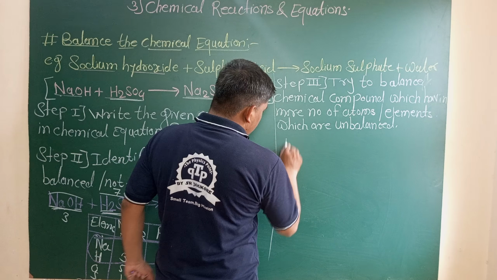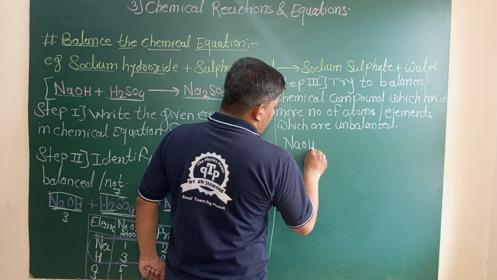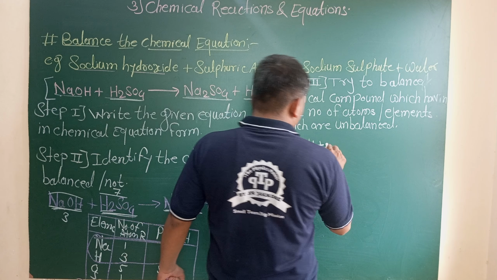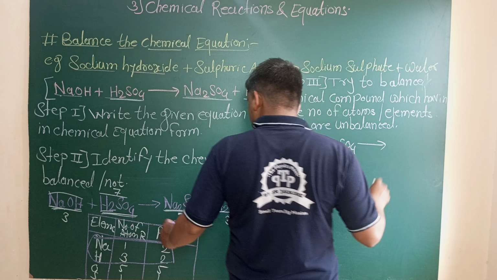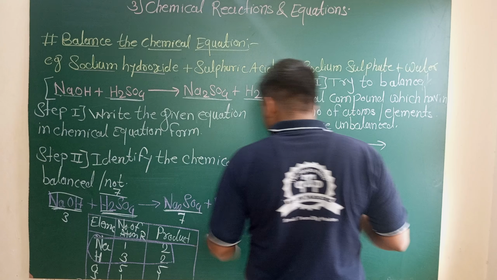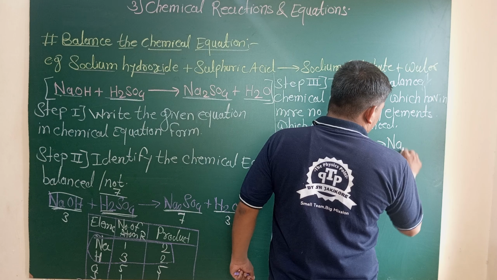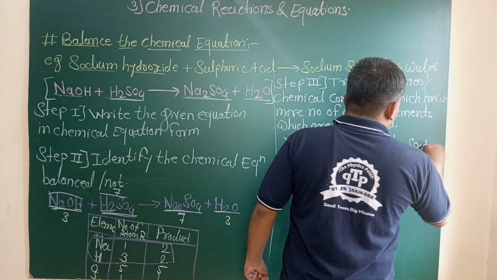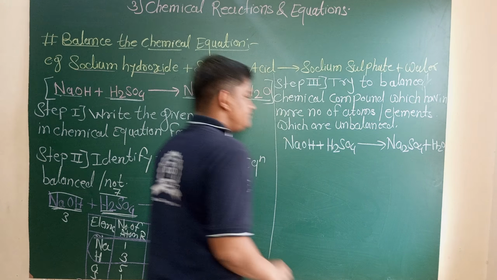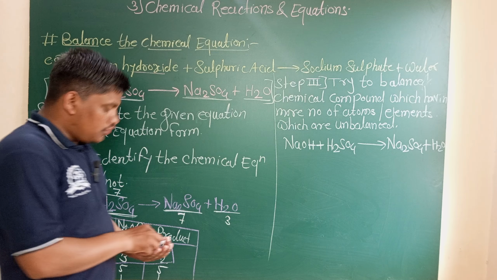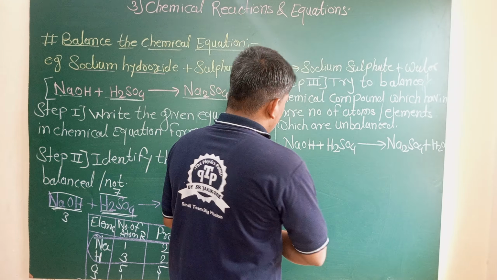That is, sodium hydroxide plus sulfuric acid gives sodium sulfate, Na2SO4, plus H2O, that is water. Then there are 2 products.